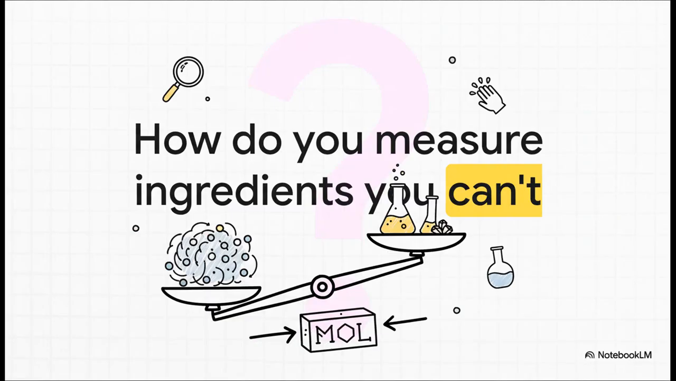Okay, so imagine you're a chef, but your ingredients are so ridiculously small you can't even see them, let alone count them. How in the world would you follow a recipe? Well, that's the exact problem chemists have to deal with every single day. So how do they pull it off?